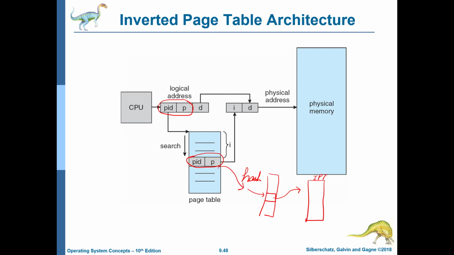Another way of designing it is that we have a page table that has a list of all PID, P pairs, and then we approach this via hashing or via some other technique. And when we come here, we again search for the mapping.